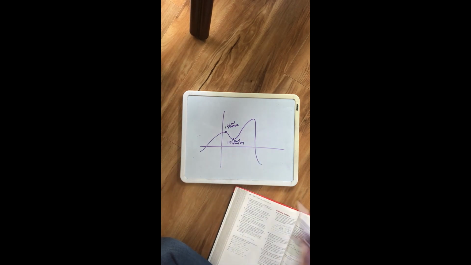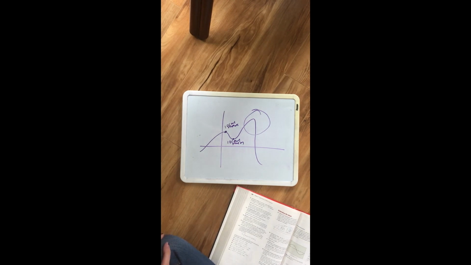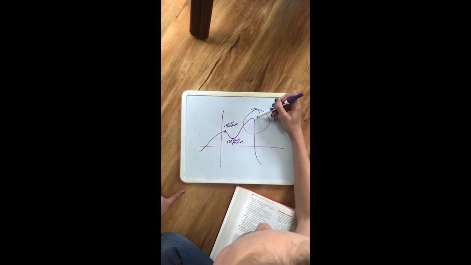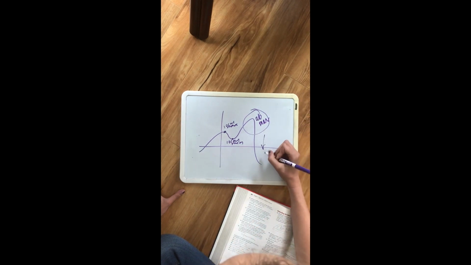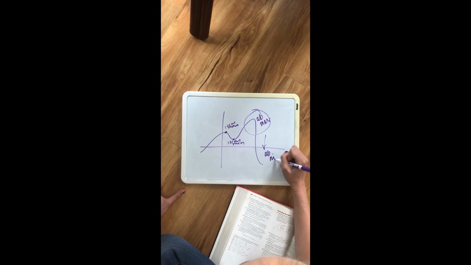And you're probably wondering, what is this big bump doing? We call that the absolute maximum. So there's only one absolute max and absolute min. So this will be the absolute max. And then down here somewhere will be the absolute min.